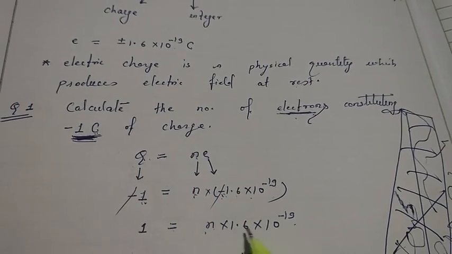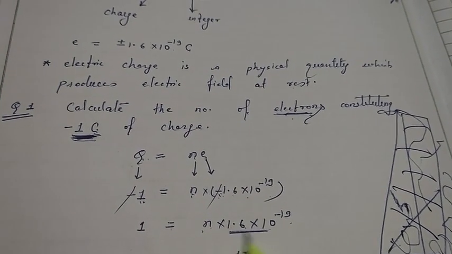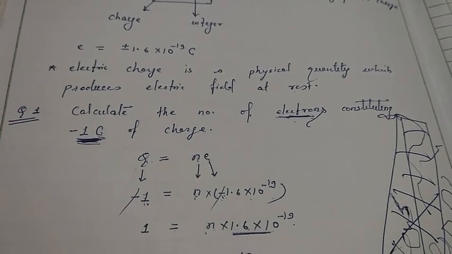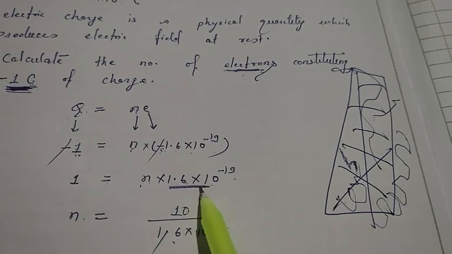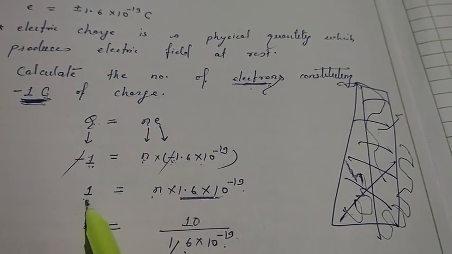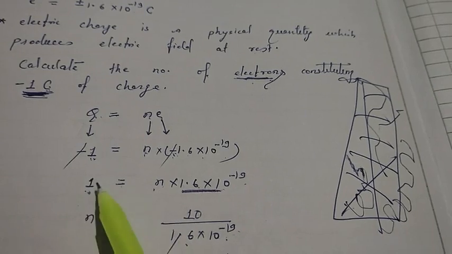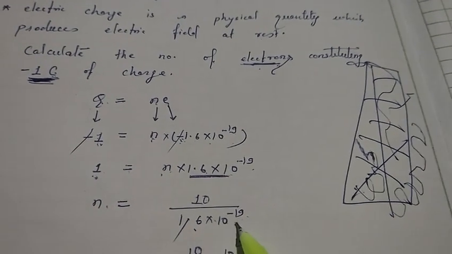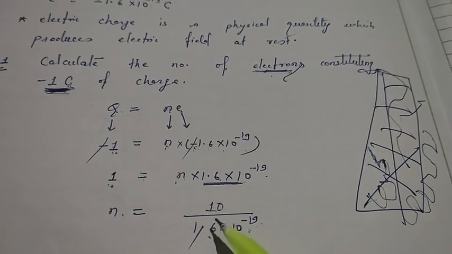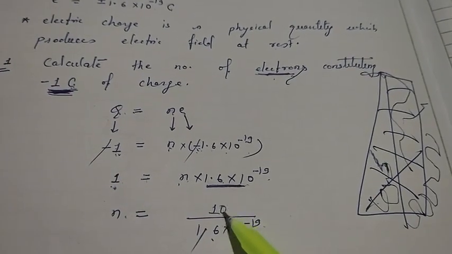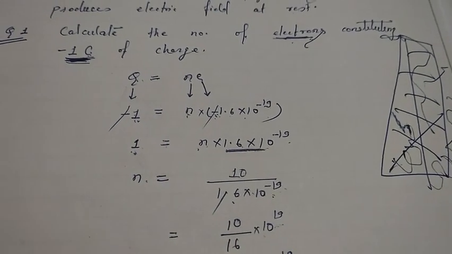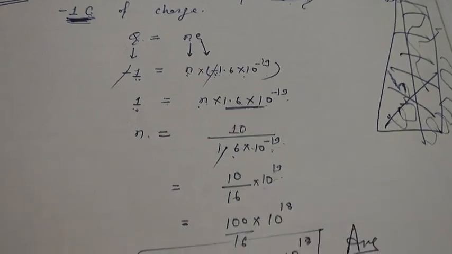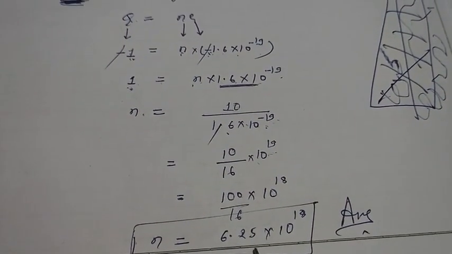N is equal to 1 divided by this. When this term is transposed to the RHS, N = 1 / (1.6 x 10^-19). Now the decimal is eliminated, so we write 10/16 x 10^19. If you solve it, you will get N = 6.25 x 10^18.